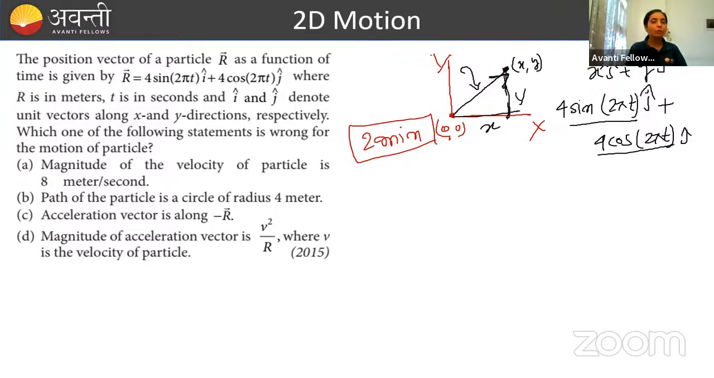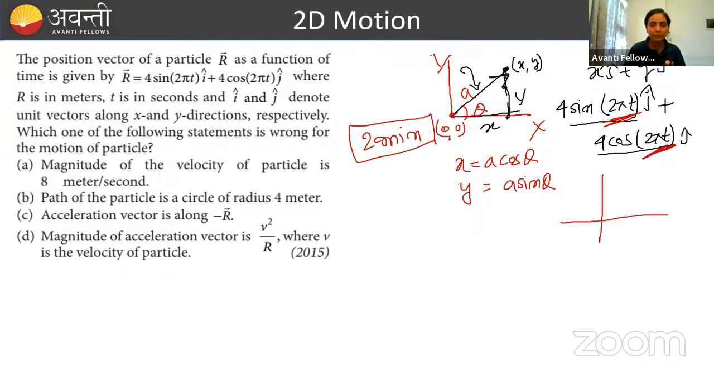So if you're going to understand it more properly, if we break it further, just imagine this angle is theta, and the length of this line is a, suppose. So x can be written as a cos theta, right? Y can be written as a sin theta. Clear? So similarly here, x is written as 4 sine 2 pi t, where 2 pi t is theta here. And the other is 4 cos 2 pi t, where 2 pi t is theta here. Again, if I draw the position vector of this particle, let's write it.